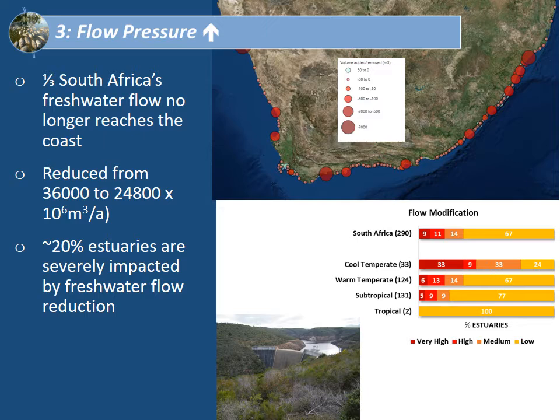Flow pressure has increased. A third of South Africa's freshwater flow no longer reaches the coast, and about 20% of estuaries are severely impacted by freshwater flow. In each case, you'll see a map like this with bubbles showing you where the major pressures are, and a graph like this highlighting the extent of pressure, and the red color means high to very high. And as you can see here, about 20% of estuaries are under severe flow pressure.